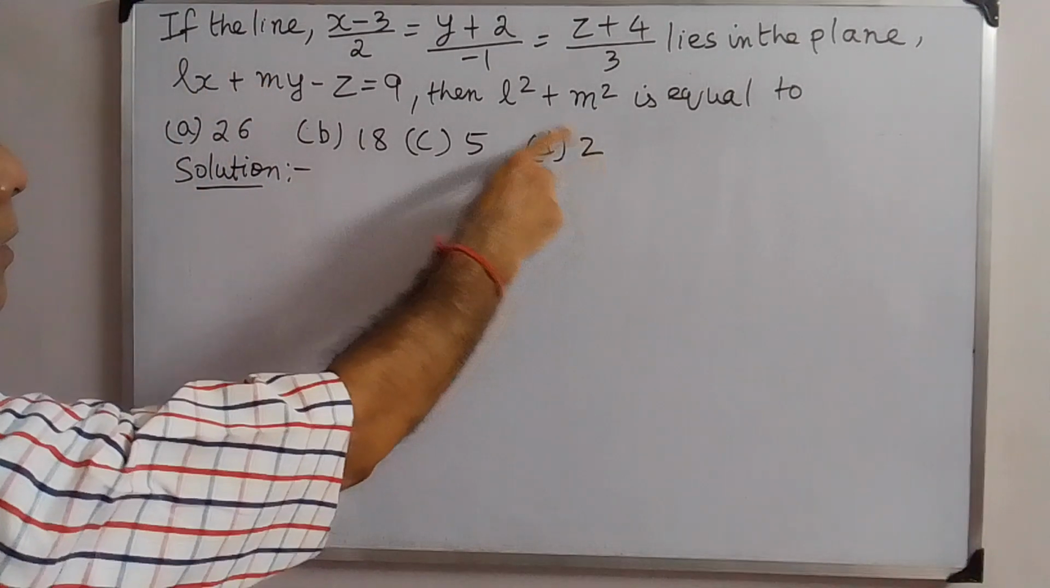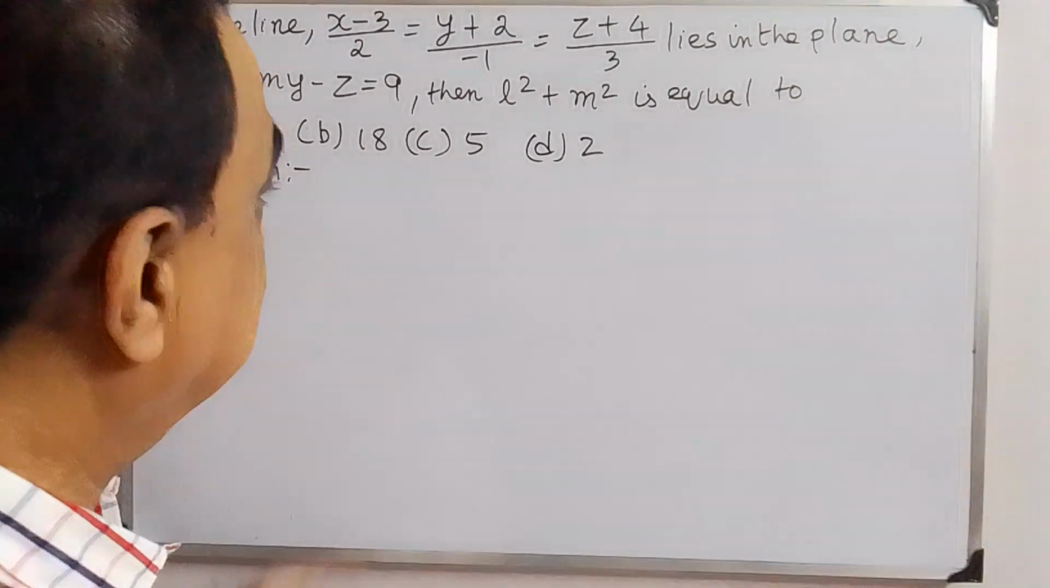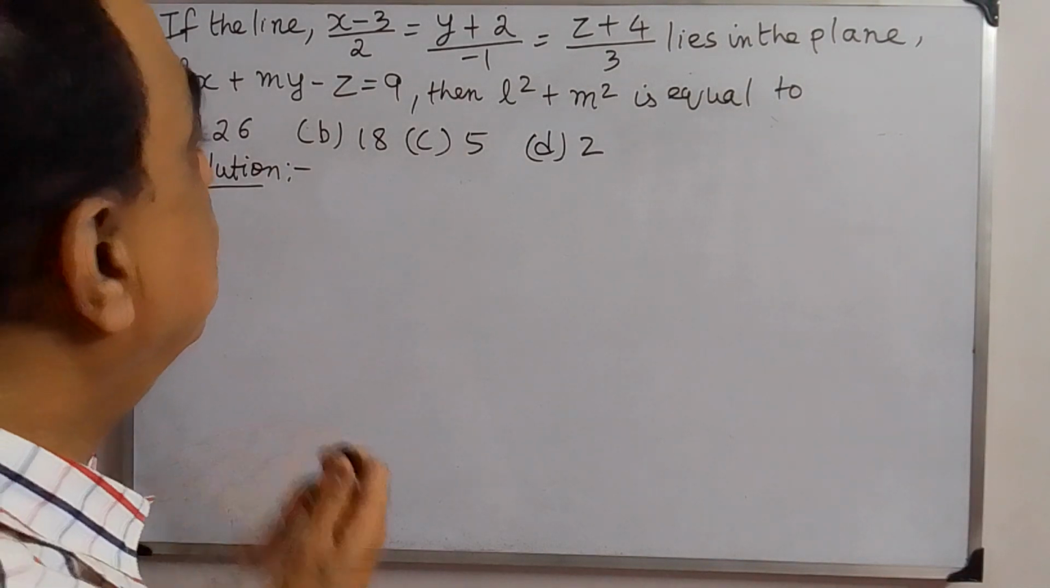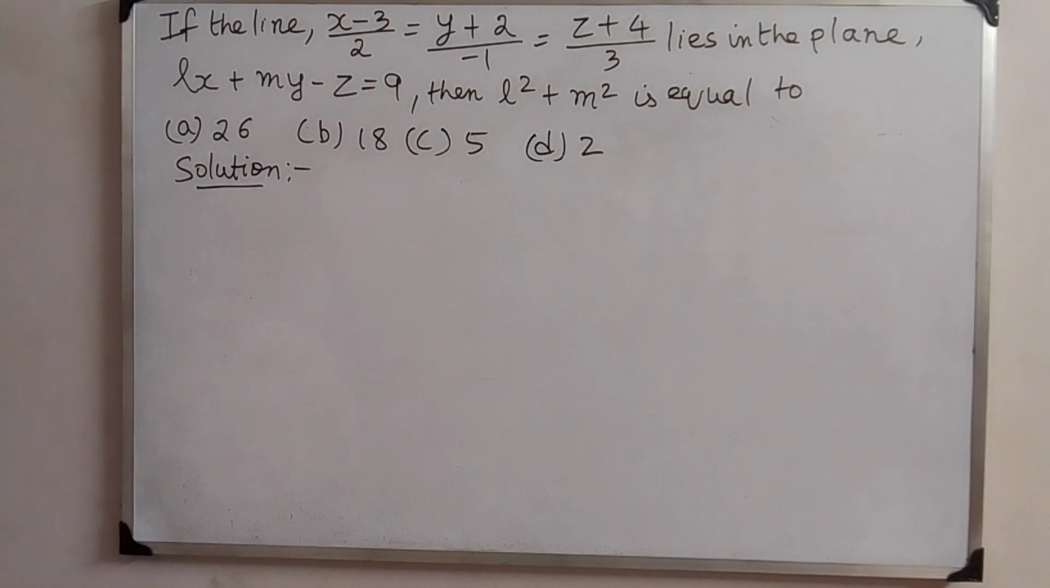Out of these given four options, only one option is correct, and we have to find that correct option from the given four options. So how will we do the sum? First, you understand the sum.